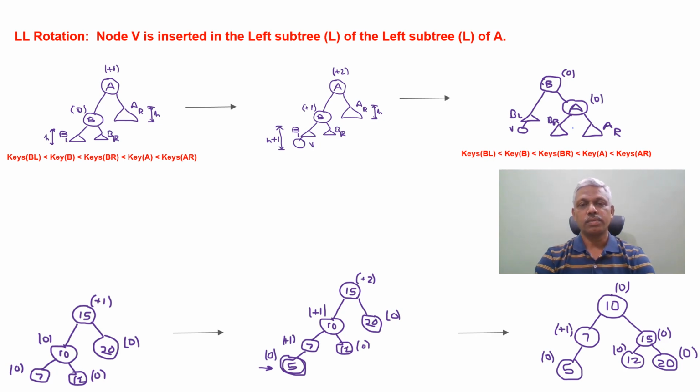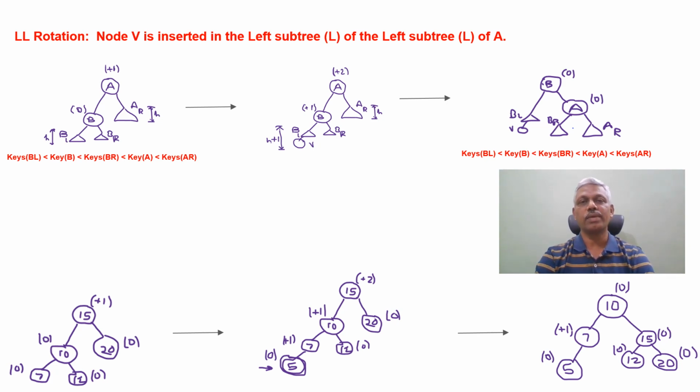But according to the observation on keys, all the keys of BR are less than A but greater than B. So all the keys should be on the right side of B but the left side of A. So simply attach the subtree BR as the left subtree of A, so that the comparison of keys is still maintained. So push B upwards, push A downwards, and attach the right subtree BR as the left subtree of A. By doing this, we can achieve the balance.